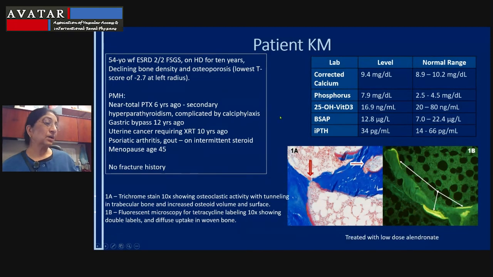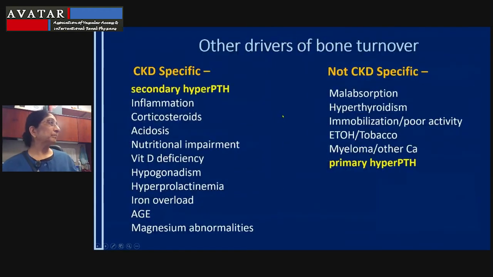So this patient was treated with low dose alendronate and did well. We must remember that there are other drivers of bone turnover, not just hyperparathyroidism. Some of them may be CKD specific and they may not be CKD specific. And in this context, we should not forget that patients with CKD can also have primary hyperparathyroidism.